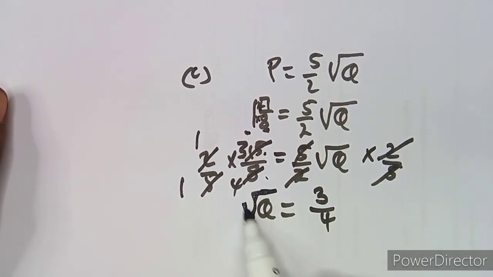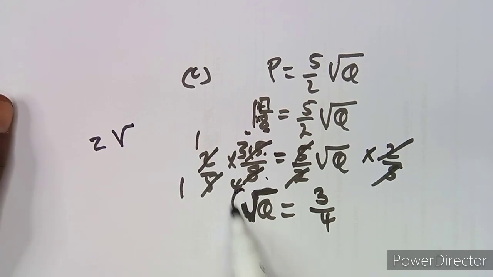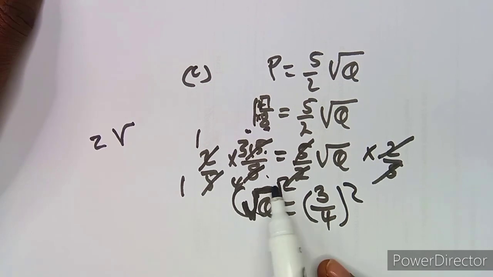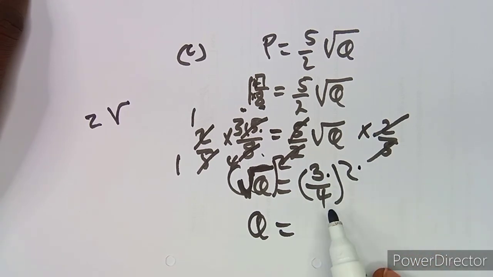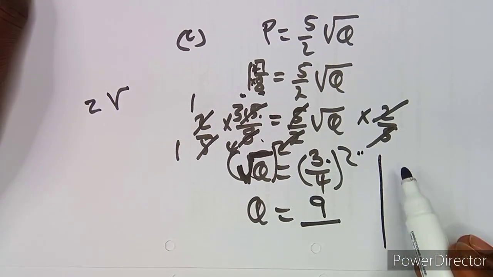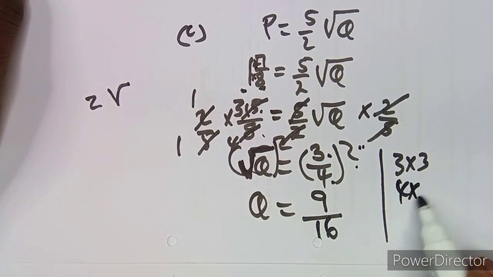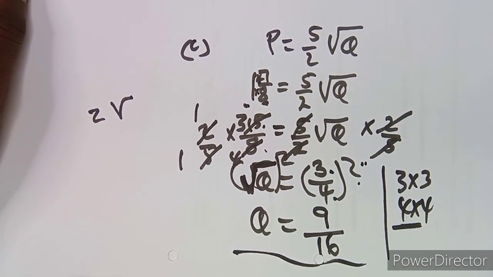But that is the square root of Q, not Q. And we need Q, not the square root. So how can I remove this square root? Just like what I did to remove the square, I have to put the square root. So I'm going to square in order to remove the what? The square root. So the moment I square this part, I'm actually removing the square root. And here I'm going to square everything. 3 to the power of 2, that's 9 over 4 to the power of 2. 3 times 3, guys. Remember? Okay, 4 to the power of 2, that's 16. Remember, it's 4 times 4, not 4 plus 4, but 4 times. Okay, so you're going to have 9 over 16 as the value of Q.